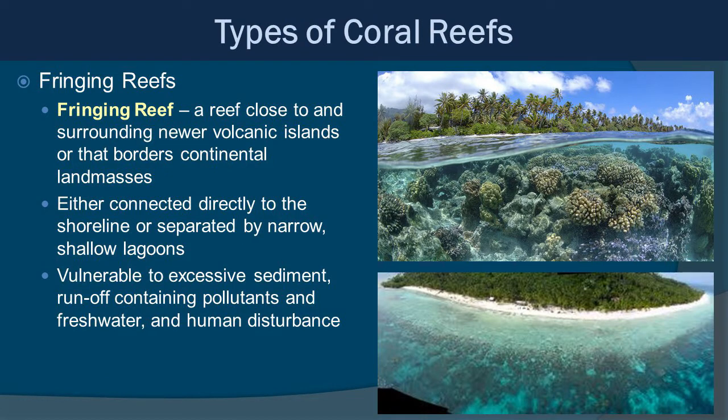Let's turn our attention to the different types of coral reefs. We have fringing reefs to start off with, and these are the reefs that are the closest to shore, and they often surround continental borders and land masses. They surround volcanic islands when they first start to emerge. They're essentially right next to the shoreline. They're either connected directly or separated by very narrow or shallow lagoons. They tend to be vulnerable to excess sedimentation and runoff from land because they're so close to the shoreline, so any human disturbances can be amplified there a little bit more.